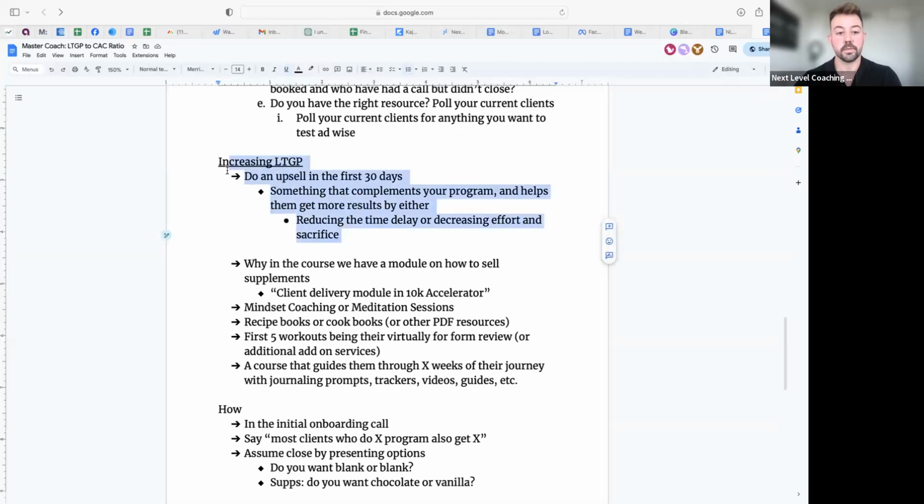All right, so like I said, a lot of this is going to be new information. The reason it's not in the course yet is because we're still testing it. However, I just want to be upfront and transparent about that. This is something that we're still testing in our front end program, 10K Accelerator. However, I still want to give you guys the information because I know this has worked for other companies. So number one, doing an upsell within the first 30 days.